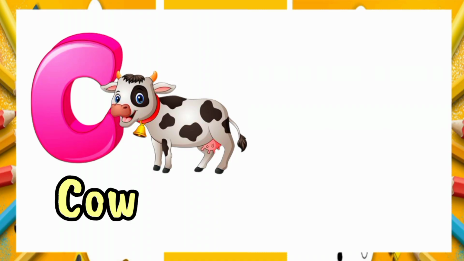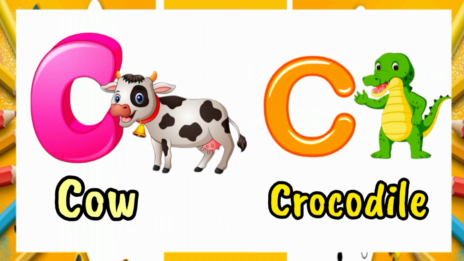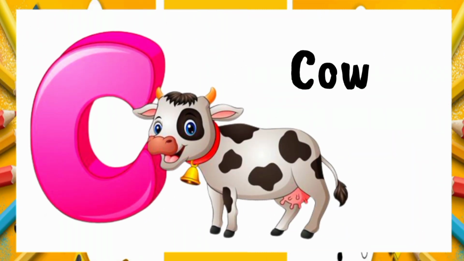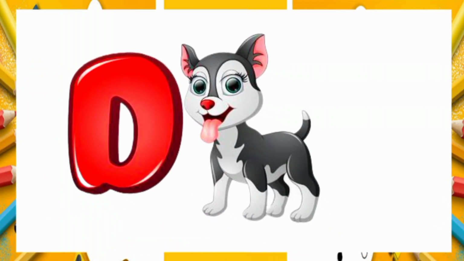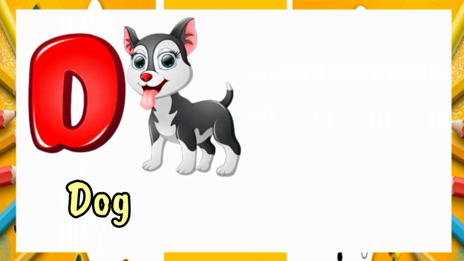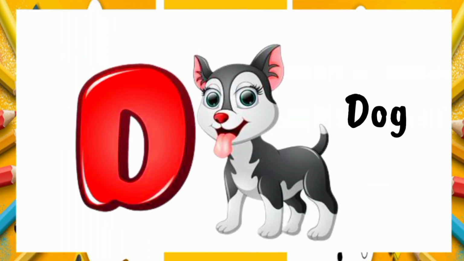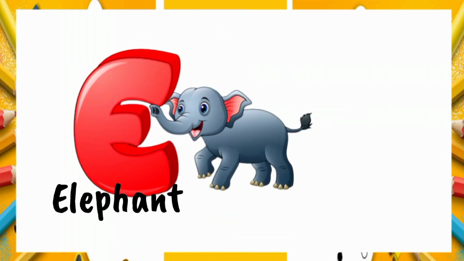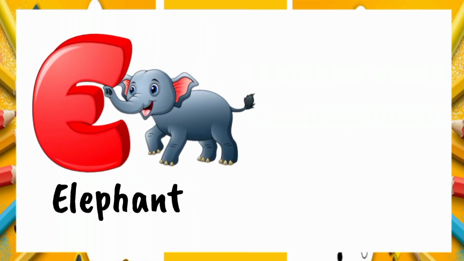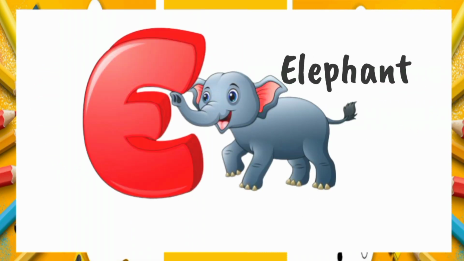C is for cow. C is for crocodile. Cow. Crocodile. D is for dog. D is for duck. Dog. Duck. E is for elephant. E is for egg. Elephant.